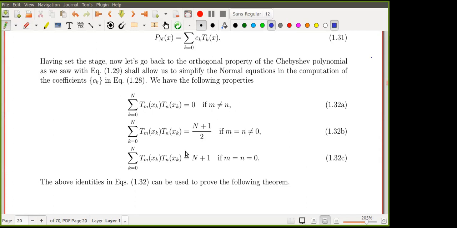Orthonormal is if when m is equal to n, we have 1. We have 1, but this is not the case. It is different from 1, so it's orthogonal. Okay, this is for the discrete case.